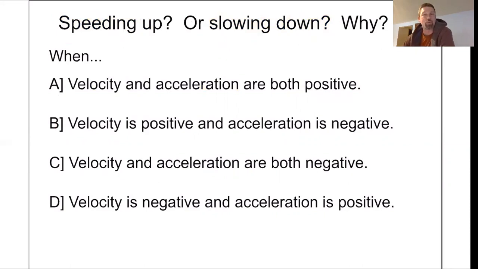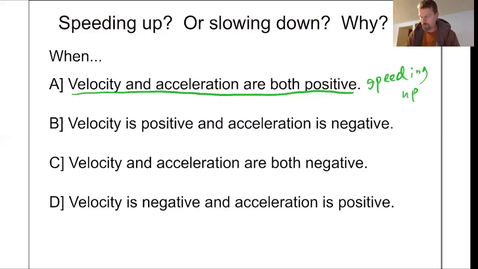All right, so speeding up or slowing down. Velocity and acceleration are both positive. I'm going to do this in green. If you had a positive velocity, that means you're going in the forward direction. If your acceleration was positive, that means you're speeding up in the forward direction. You're going to be going faster and faster and faster. You're going in the forward direction and you're accelerating in the forward direction. That's going to speed you up.